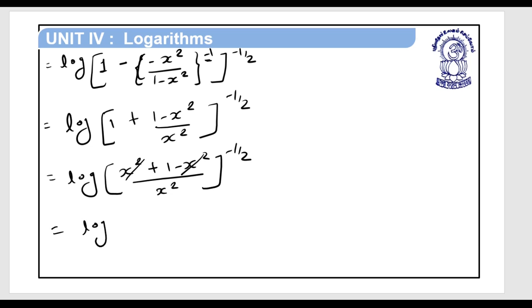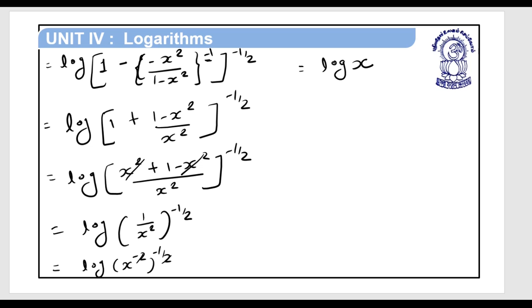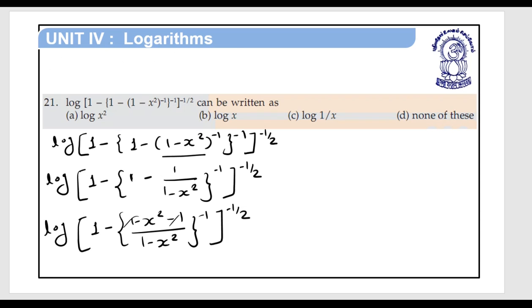So log of 1 upon x square raised to minus 1 by 2 is equal to log x raised to minus 2 into minus 1 by 2. The 2s cancel, minus minus is plus. So log x. So the answer is B, log x.